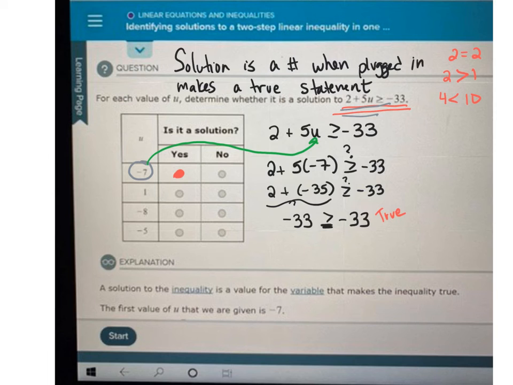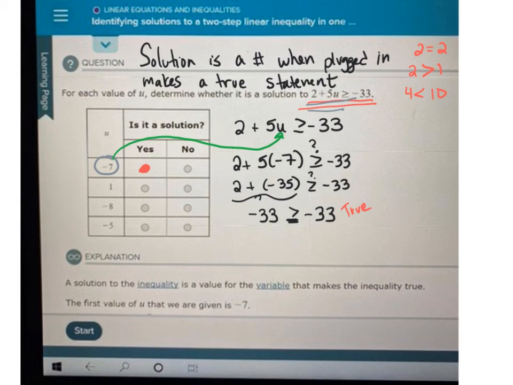So if we do 1, same idea. 2 plus 5 times 1, greater than or equal to negative 33. So we have 2 plus 5. We want to know if that's greater than negative 33. So is 7 greater than negative 33? Well, of course, because all positive numbers are bigger than negative numbers. I'd rather have $7 than negative $33. So that's true. So that's a solution.